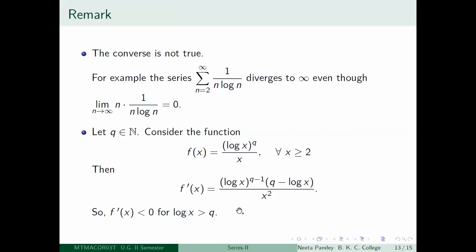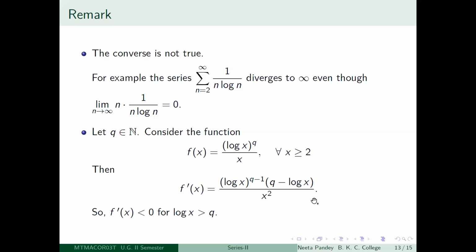So if you look at this function, then compute its derivative. That is not a big deal now. So what will you get? You will get q times log x to the power q minus 1 into 1 by x, so that gives q times log x to the power q minus 1 by x squared, because there was a 1 by x here. And then you will get minus log x by x squared if you differentiate 1 by x. So finally you will get f prime x equal to this.